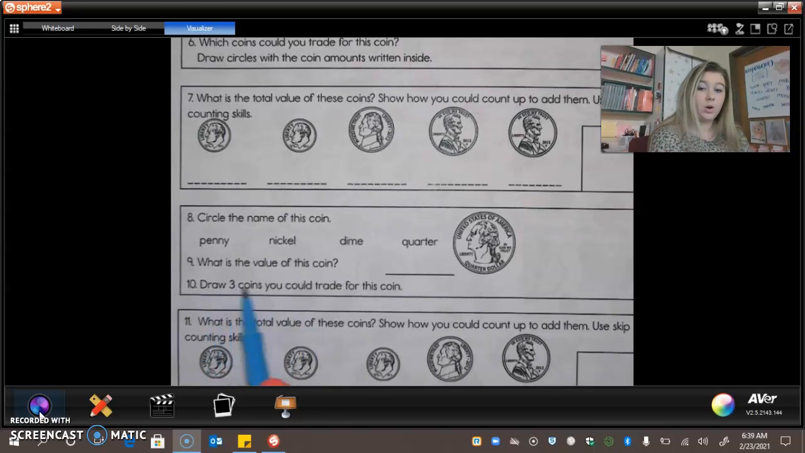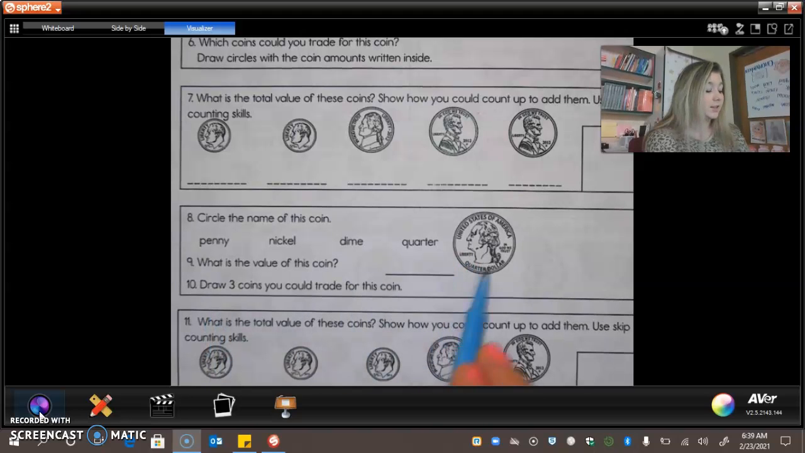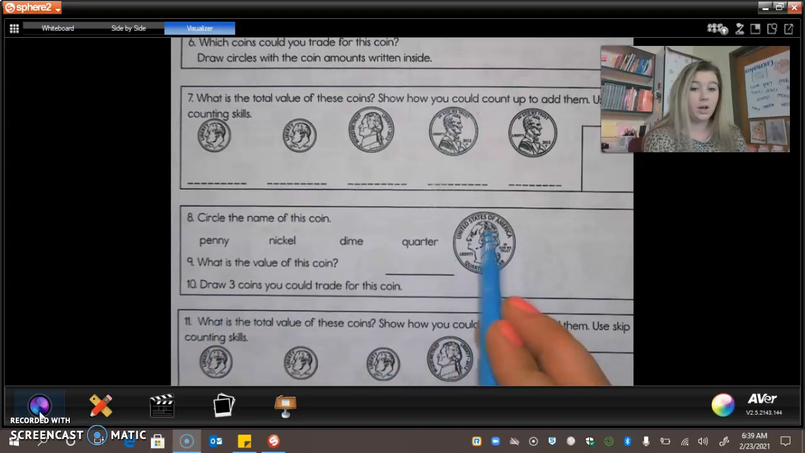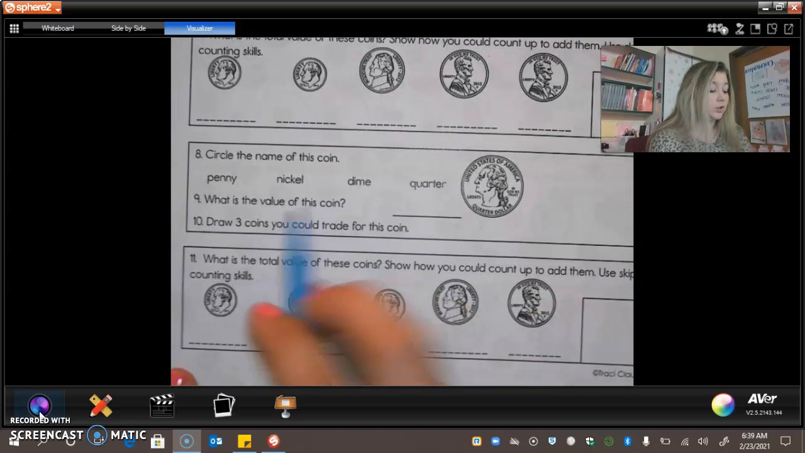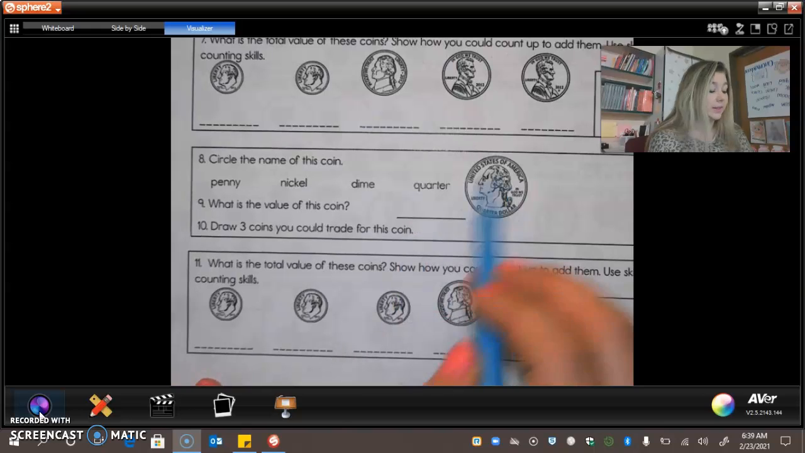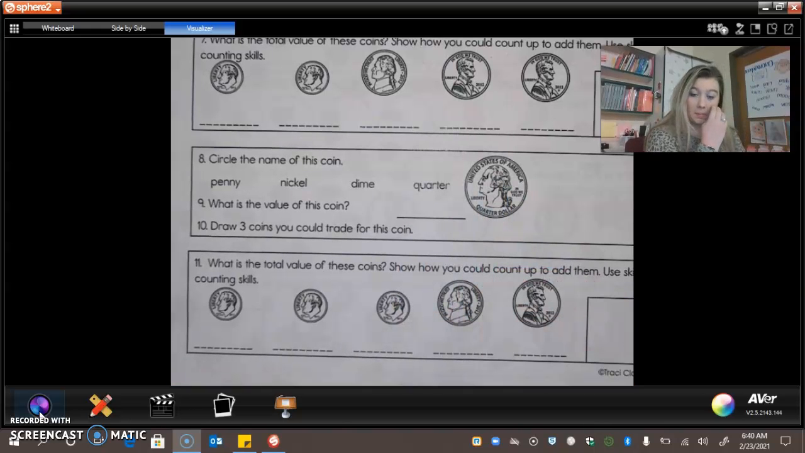Draw three coins you could trade for this coin. So draw another way to make this amount of money. Remember, you need to draw three coins that make the same amount as that coin.